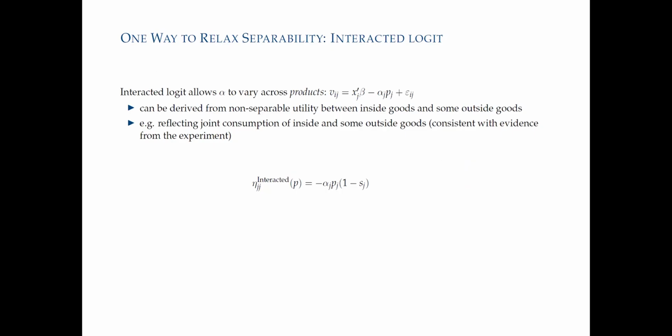So let's think about a different model. Let's relax the separability between inside goods and some outside goods. And I can show you we get this model. Instead of a J coefficient on this, you're going to get an I coefficient on this. Okay, you can derive it directly from Hale and Berry. So now you get elasticity that's specific to J.